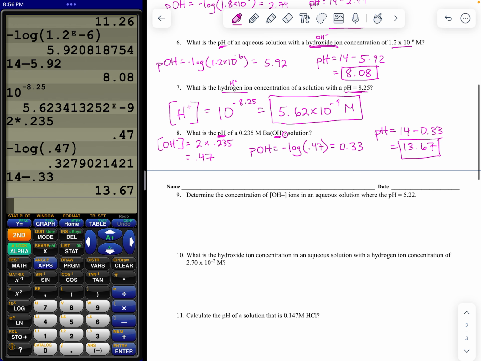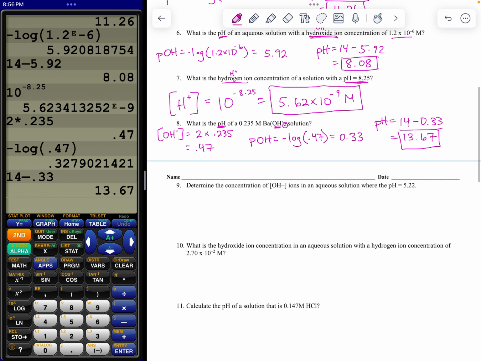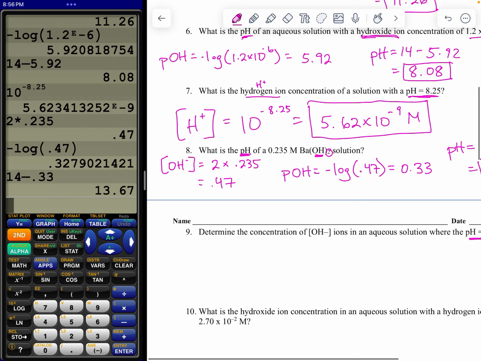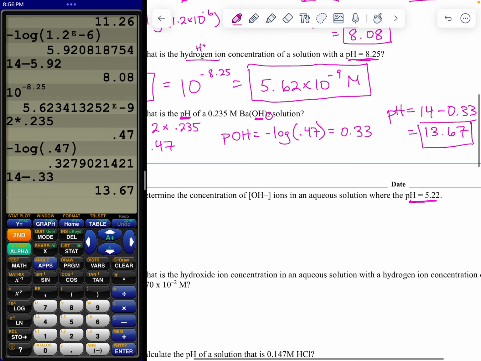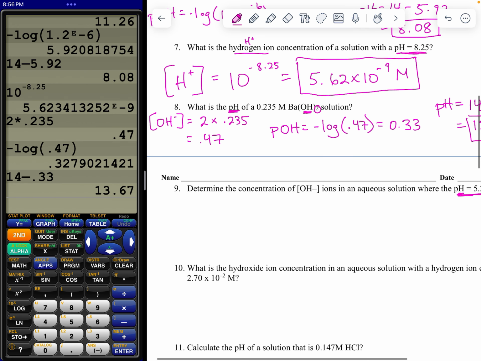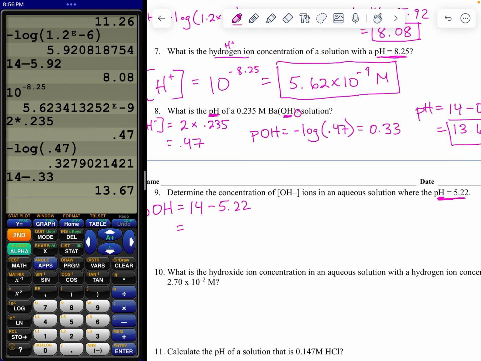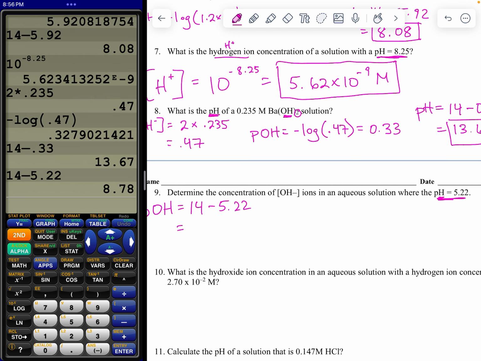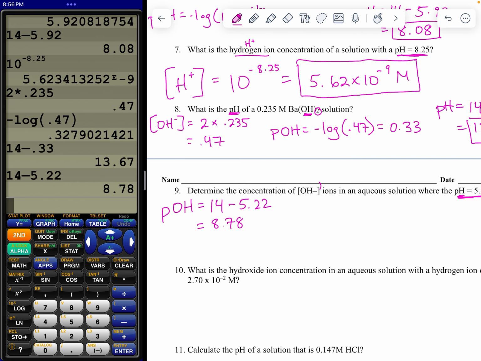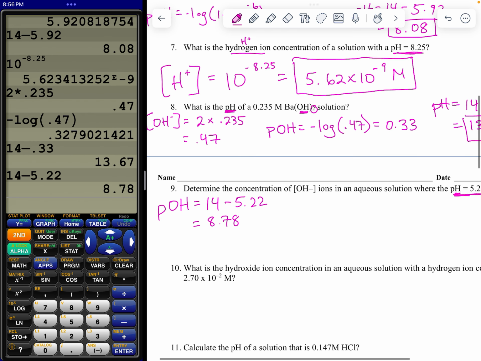Determine the OH concentration in an aqueous solution where we have a pH of 5.22. Well, again, we can't just do what we did up in number 7, because that would give us the hydrogen concentration, since this is a pH. So what we're going to do is take this pH and find the pOH, which is, again, just 14 minus that. 14 minus 5.22 gives us 8.78. So using the pOH, that's how I'm going to be able to figure out the OH concentration there.